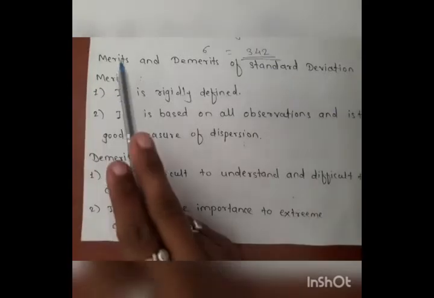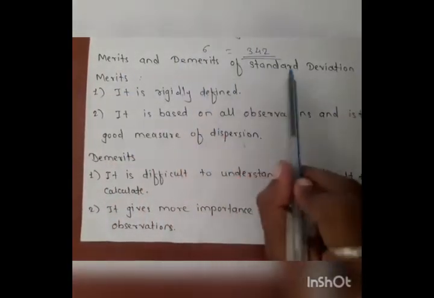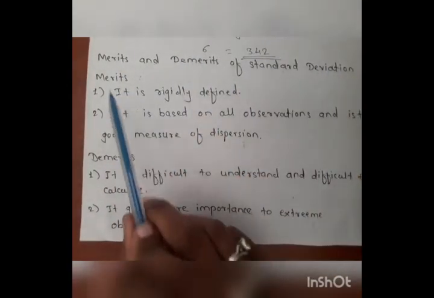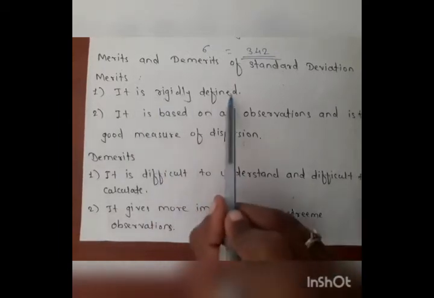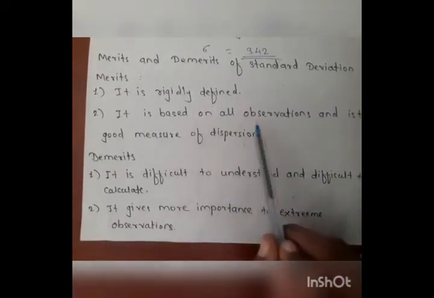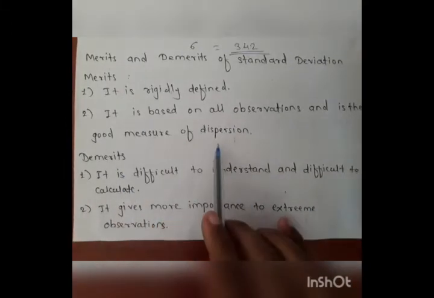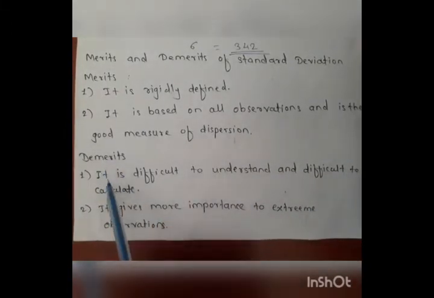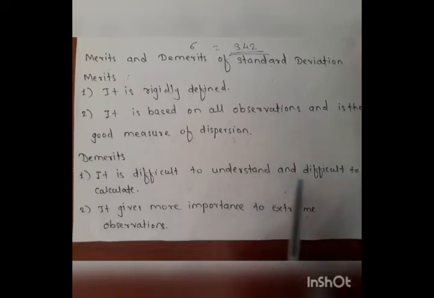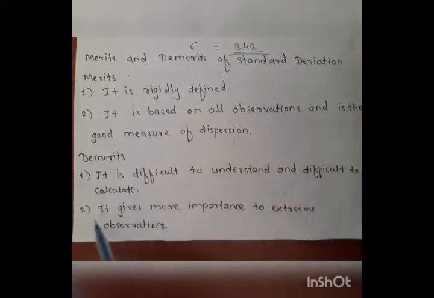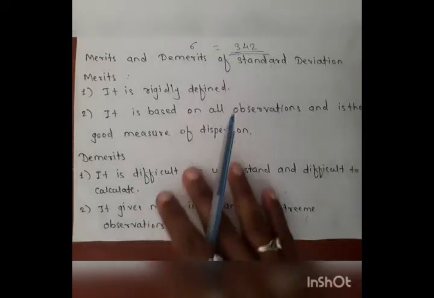Next point is merits and demerits of standard deviation. So first is the merits. First, it is rigidly defined. It is based on all observations and is a good measure of dispersion. Demerits: it is difficult to understand and difficult to calculate. It gives more importance to extreme observations.